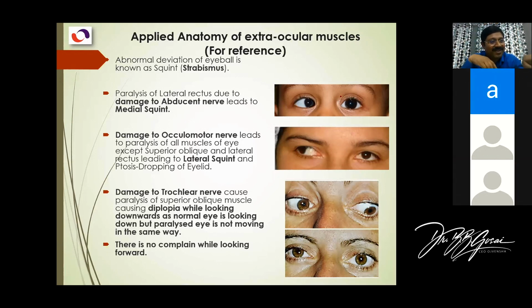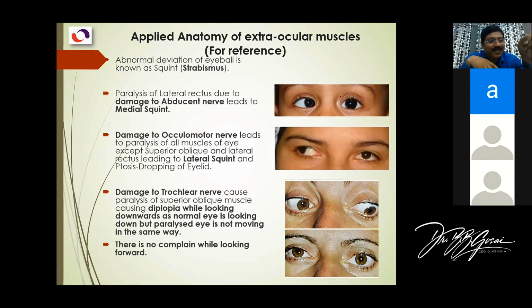The patient later develops paralysis of the lateral rectus. If there is paralysis of the lateral rectus, lateral rotation, that is abduction, will not take place. So in which direction will the eyeball move? You can write.